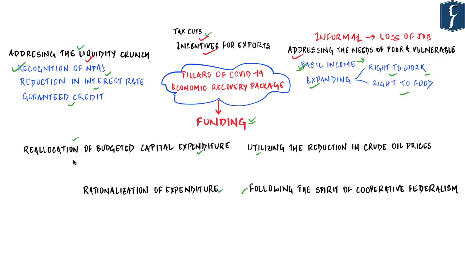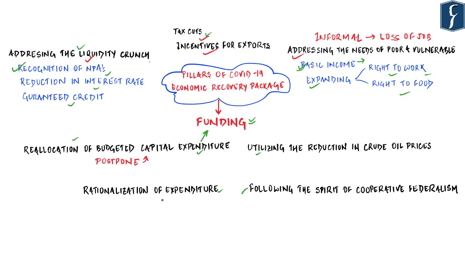We'll start with discussing reallocation of budgeted capital expenditure. Now you see that the government has budgeted more than 4 lakh crore in capital expenditure for financial year 2021. Some of the capital expenses, such as revival of telecom PSUs and construction of roads and railways, can be delayed for 1 year, looking at the present economic situation. And hence, the government should reallocate a certain part of capital expenditure for the COVID economic recovery package.